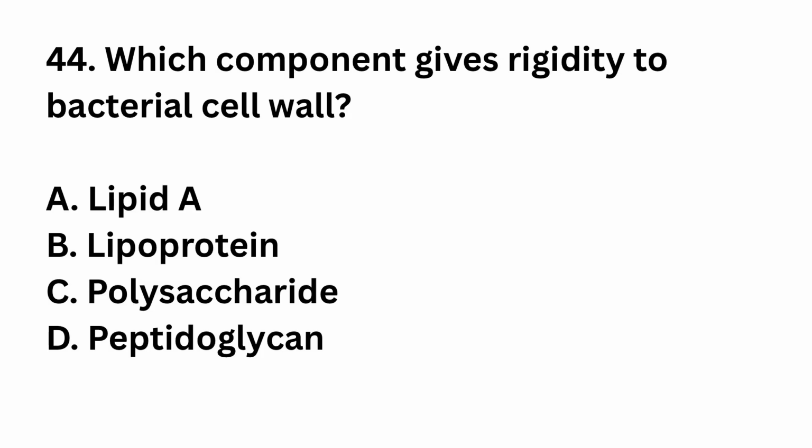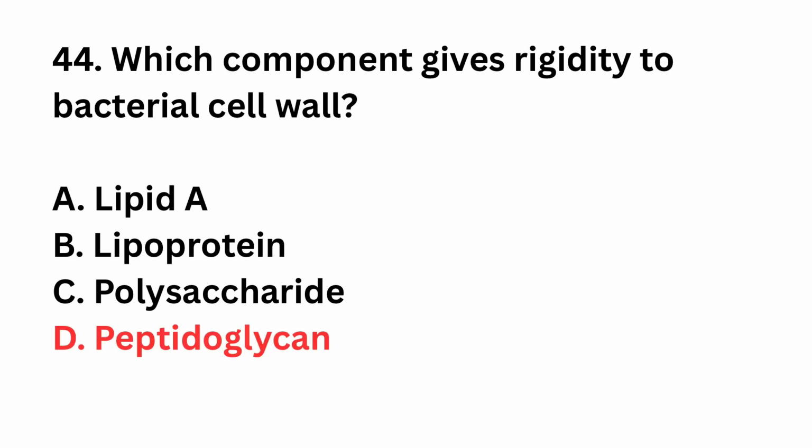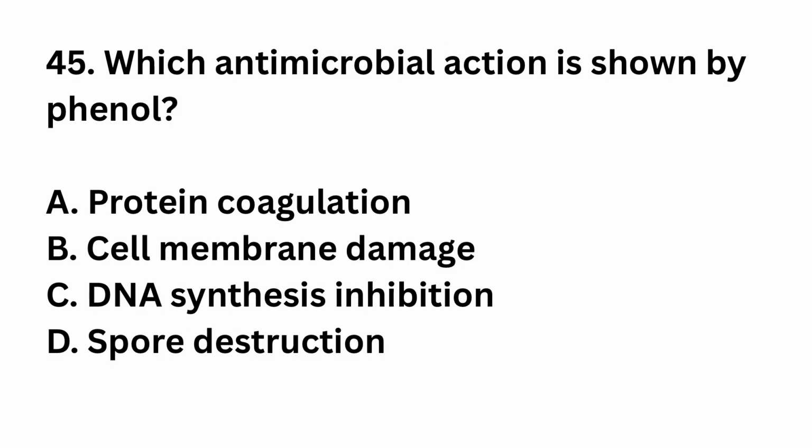Question number 44. Which component gives rigidity to bacterial cell wall? Lipid A, lipoprotein, polysaccharide, peptidoglycan. The right answer is option D, peptidoglycan. Peptidoglycan provides structural strength.